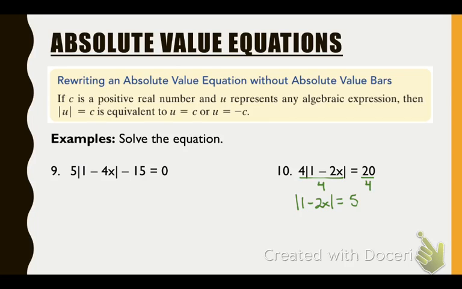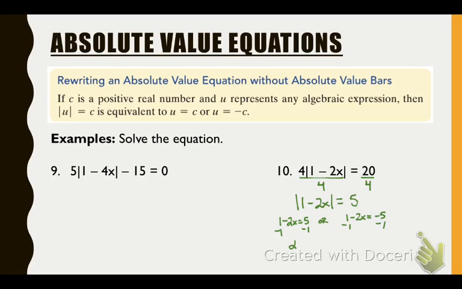Now, once I have it this way, then I'm going to write out two separate equations. It's not an inequality, so I'm going to have 1 minus 2x equals 5, or 1 minus 2x equals the negative version of it. Remember, I can put in a positive or negative value, and it'd still be the same thing. So I solve everything the same way. I'm going to subtract 1 from both sides of each problem.